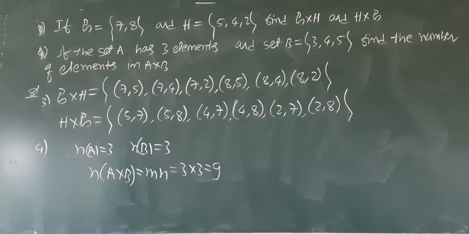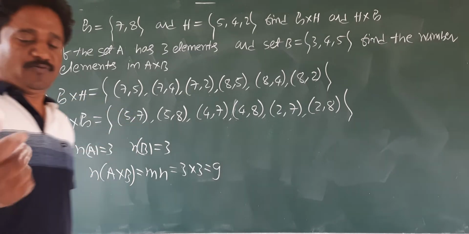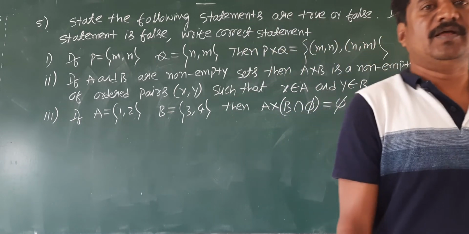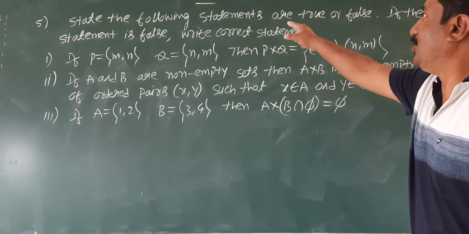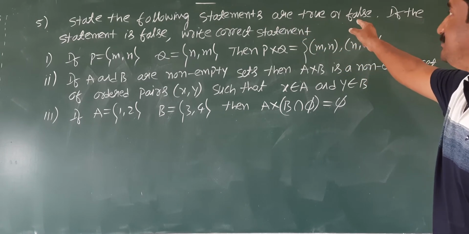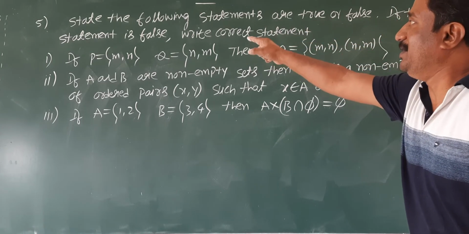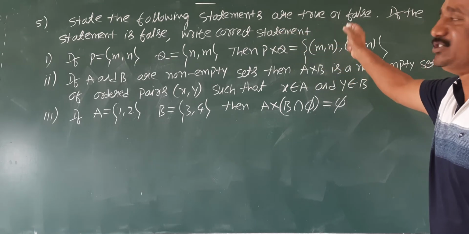Totally there are 9 ordered pairs in A cross B. I hope you understood, students. Let us go for solving some more questions. Look at this one more simple question, students. State whether the following statements are true or false. If the statement is false, write the correct statement.